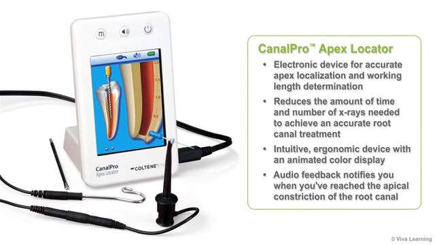In conclusion, the Canal Pro Apex Locator from Coltene is an electronic device used for accurate apex localization and working length determination during root canal treatment, thereby reducing the amount of time and number of X-rays needed to achieve an accurate root canal treatment. It's an intuitive, ergonomic device with an animated color display and audio feedback that notifies you when your endodontic file reaches the apical constriction of the root canal.